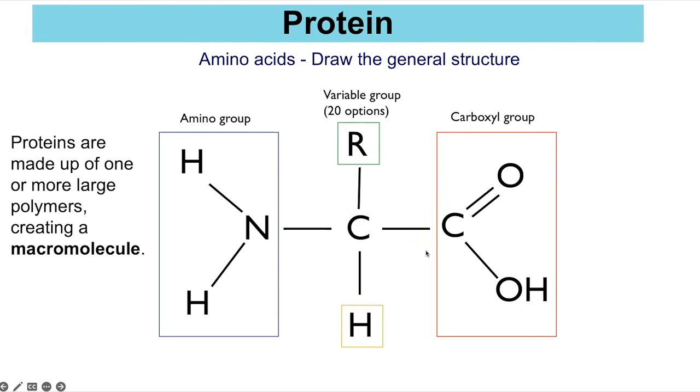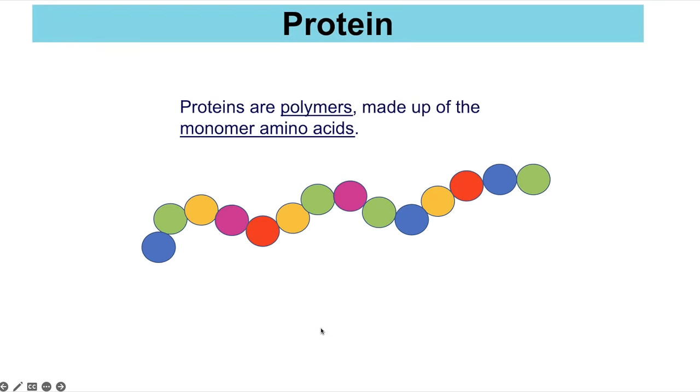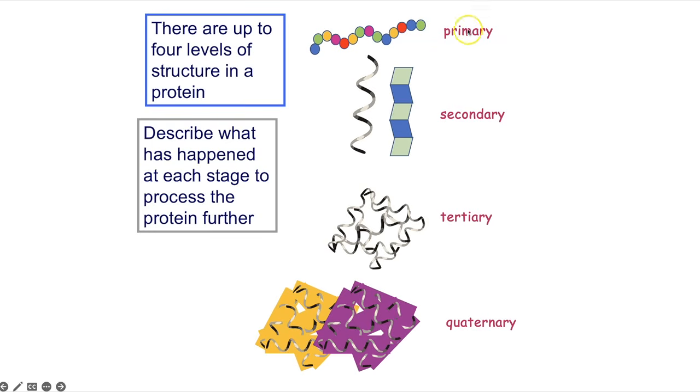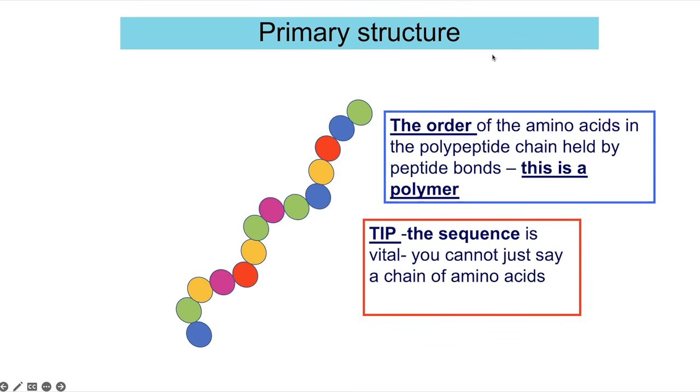So the way that I always remember how to draw it is, remember you have this central carbon in the middle with 4 different groups coming off it. Then you have to try and remember the groups, your amine group, carboxyl group, R and hydrogen. So proteins are polymers. They're these macromolecules made up of the monomer amino acids. And there are 4 levels of structural organisation. And we're going to describe each of these, starting with the primary structure.